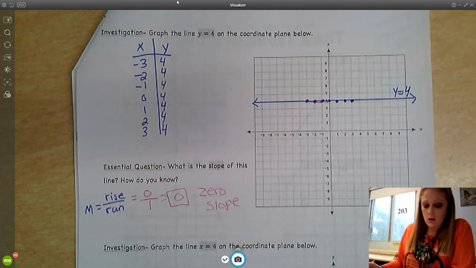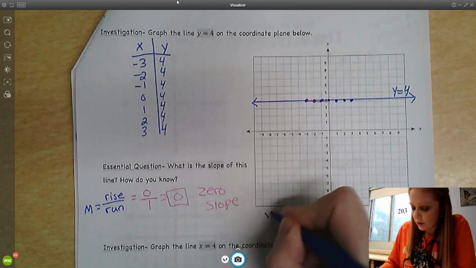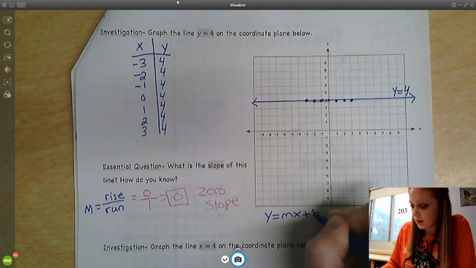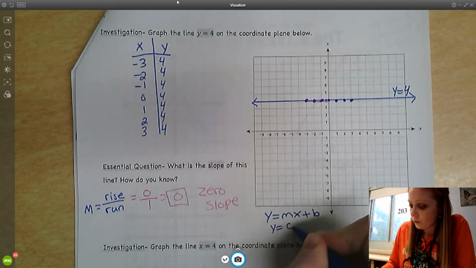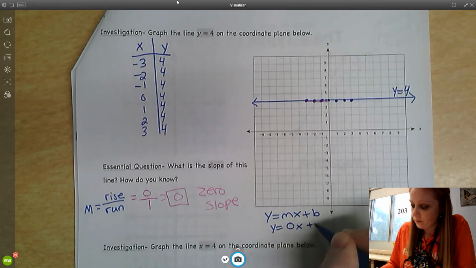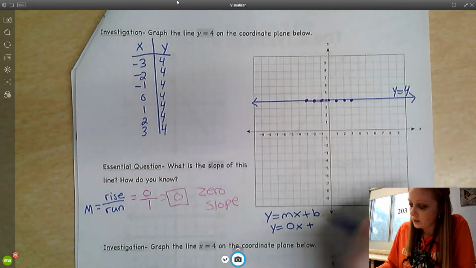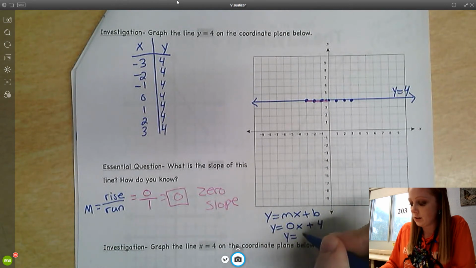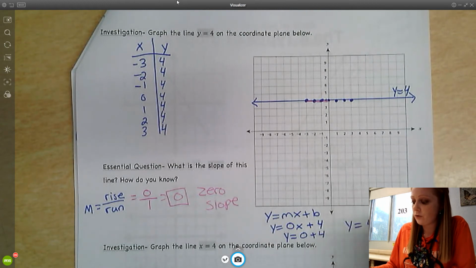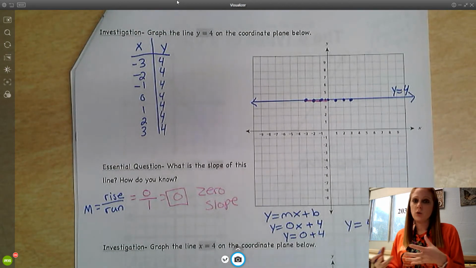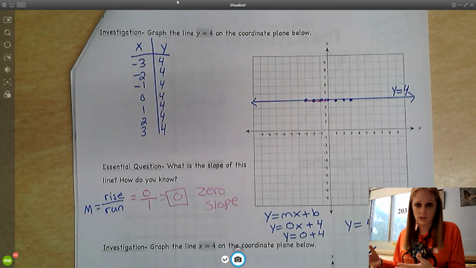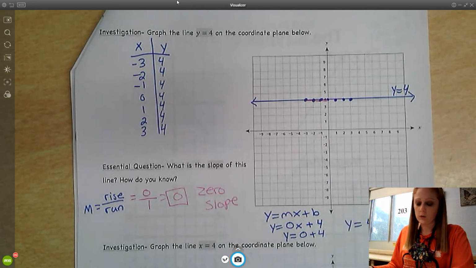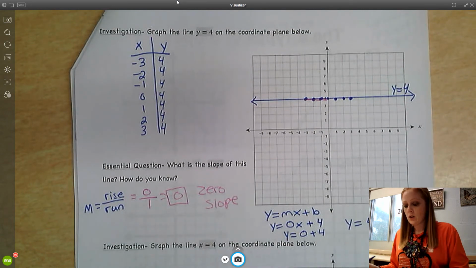I also want to point out that if the slope is 0 and you go back to your line y equals mx plus b, that means the m is 0. If you plug in 0 for m, and then our b would be 4 because that's where it's going through the y-intercept, anything times 0 is 0. So this is just going to be 0 plus 4, which is just 4. The x kind of disappears when you do 0 times x, because 0 times anything is 0. So that's how we get our line y equals 4. The slope is 0. Okay, next one.